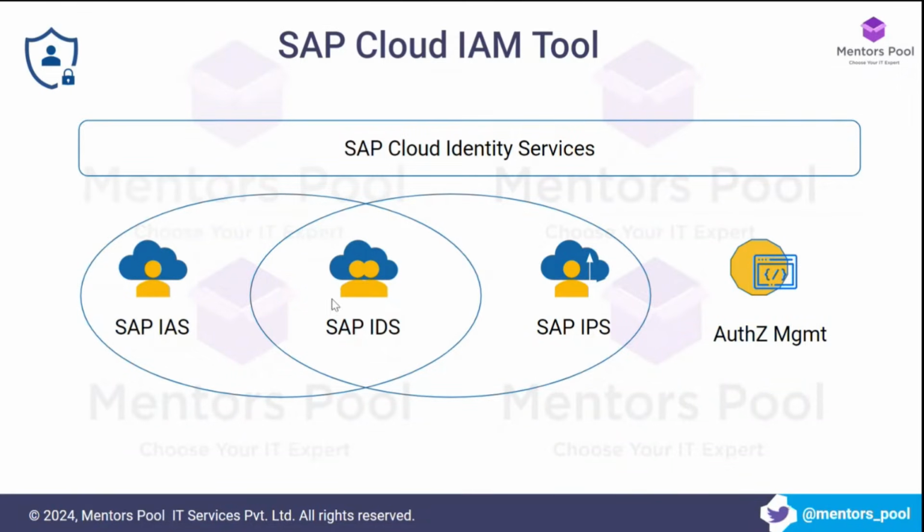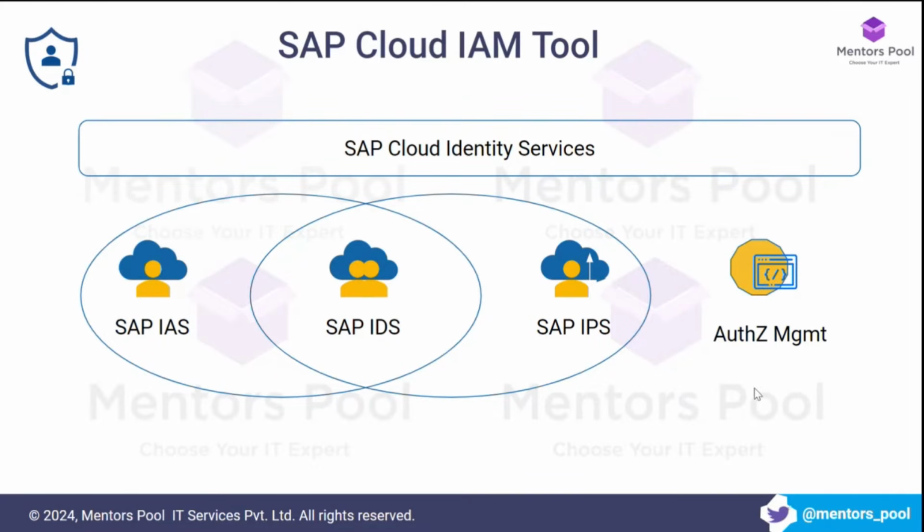IDS is a user store. I said right, an identity provider can do a user store, right? You have to store the users and then you have to have authentication. So user store capability for Cloud Identity Services is provided by IDS. Authentication functionality is provided by IAS, and identity lifecycle management is done by IPS.